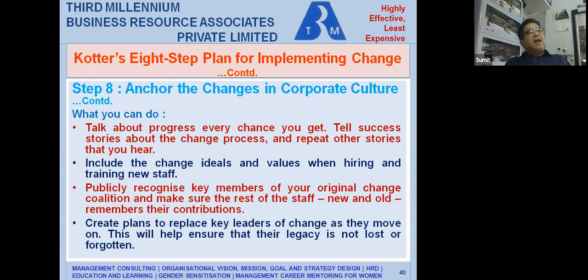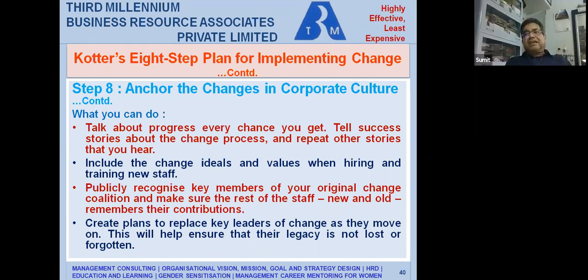Include the change ideals and values when hiring new staff. When you are hiring new staff, when you are training new staff, you must be clear in every potential candidate that you are interviewing or making go through the selection process. You have to somewhere test whether they are open to these kind of values that you cherish.